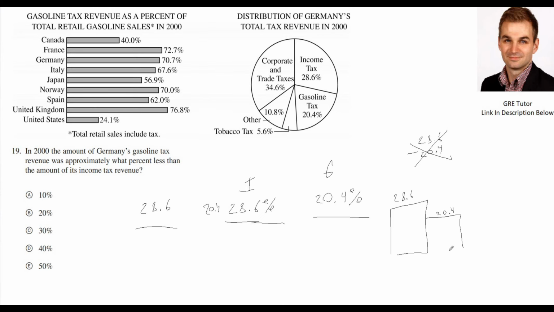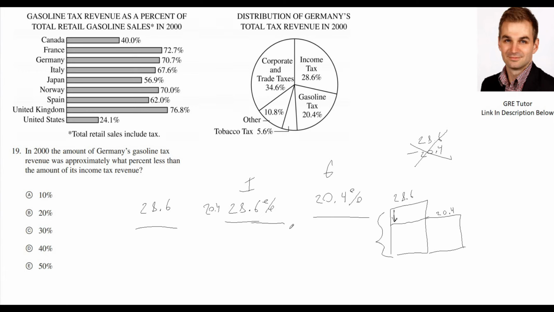Right? They're saying, what percent of this do you have to decrease to get to 20.4? That's what they're looking for. They're looking for the percentage decrease. What percent less than the income tax revenue? All right? So that's what they're looking for.